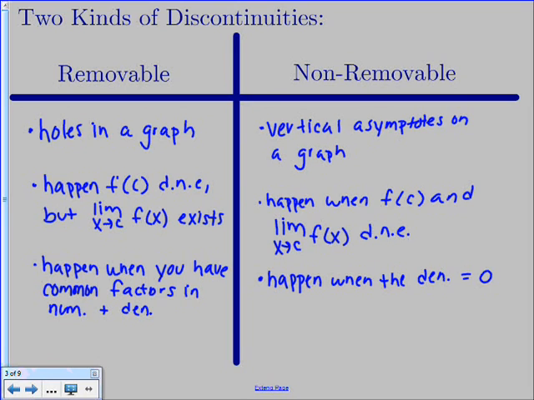So the type on the left, the removable, is called a removable discontinuity because you could redefine your function and plug in the hole in the graph and make it go away. You could remove the hole there. And then non-removable discontinuities are called non-removable because there's no way that you could bend the ends of the function together in order to make a smooth and continuous function. You can't bend a function without completely changing it, so it's non-removable.